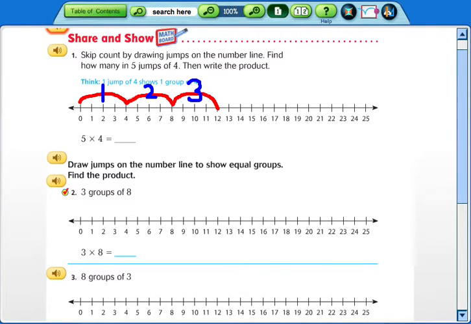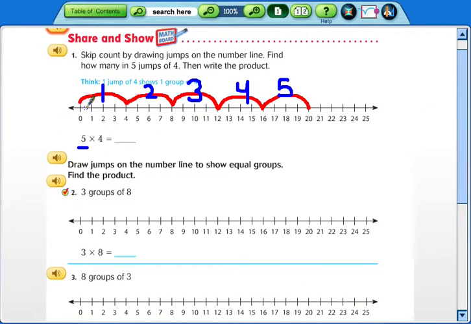Now I've got to do another one. 1, 2, 3, 4. Okay, there's my fourth jump. And now I've got to do another one. 1, 2, 3, 4. There's my fifth jump. Now I'm done because I have 5 jumps. 1, 2, 3, 4, 5. And I have 4 in each jump.